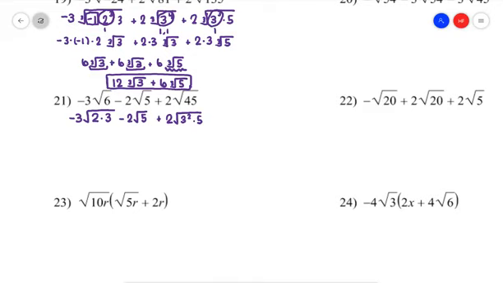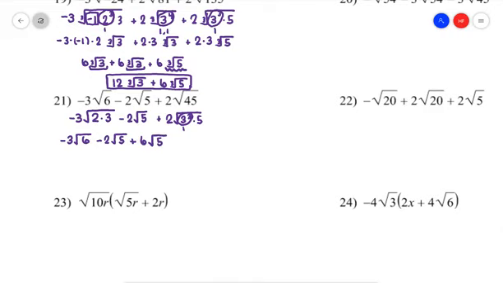So 2 and 3, neither of them have a power of 2 or greater, so they're going to stay the same. 5 doesn't have a power of 2 or greater. And then here, this has a power of 2, so the whole thing will come out with no remainders. So we have -3 square root of 6 minus 2 square root of 5 plus 6. We're going to have that 3 come out multiplied by the 2, square root of 5.